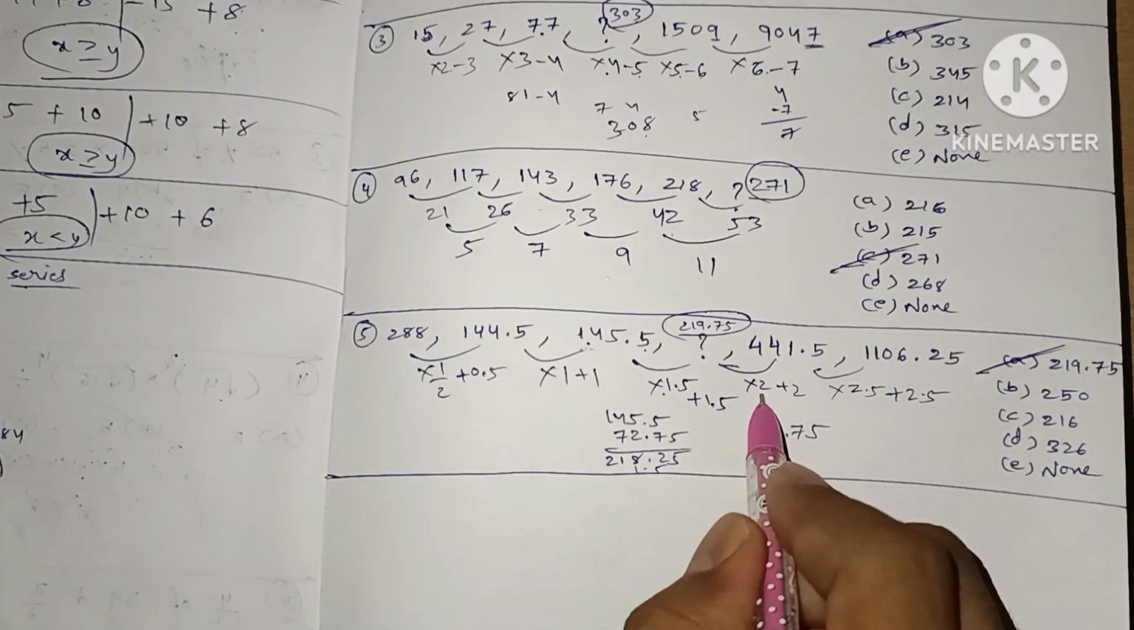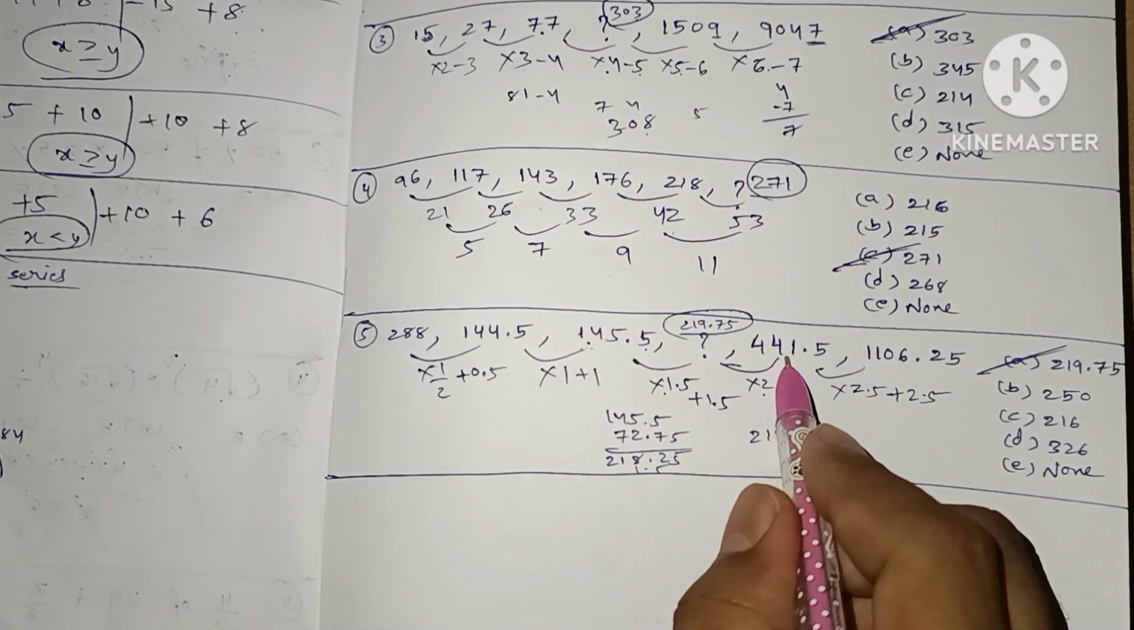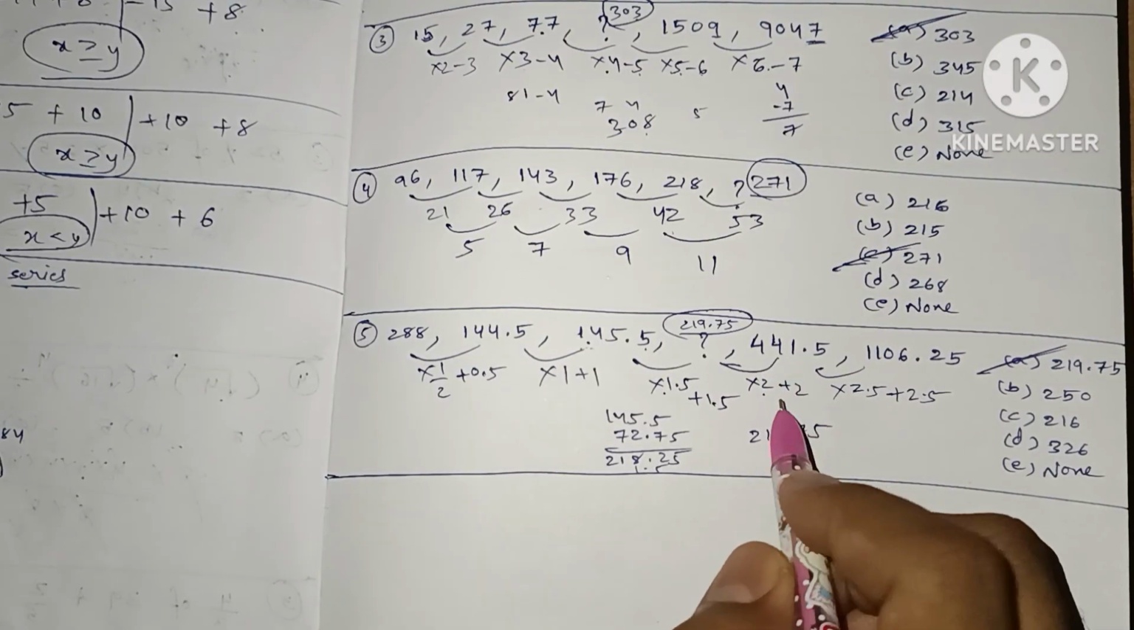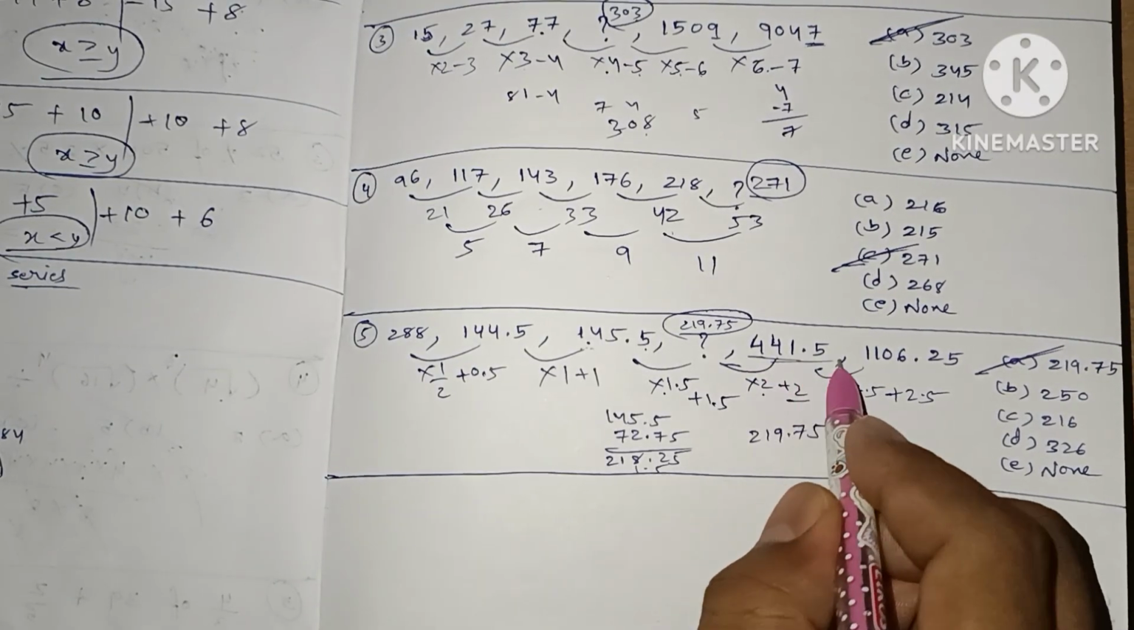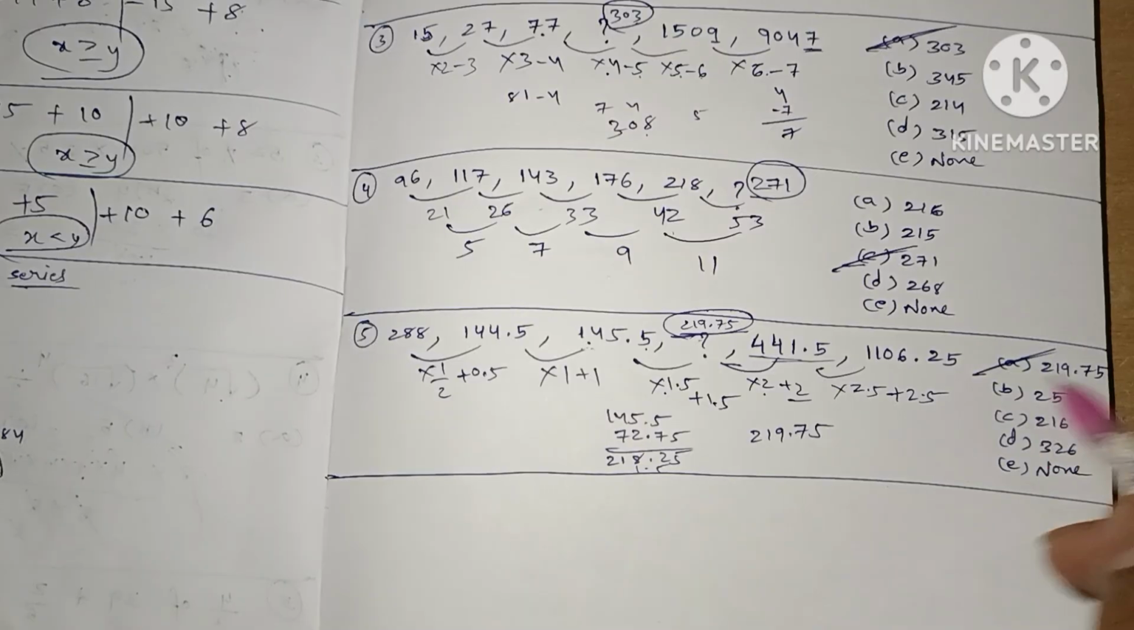219.75 2 times we get 439.5. 439.5 plus 2 we get 441.5. So this is our answer. Option A is our answer.